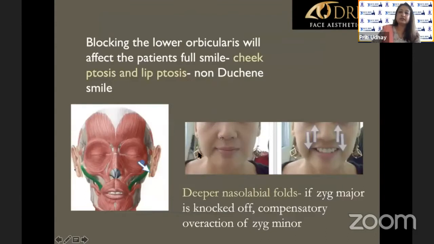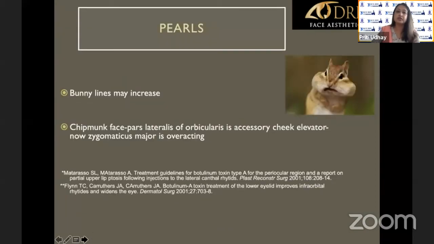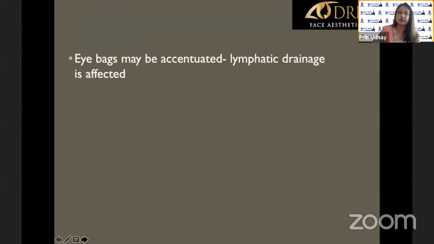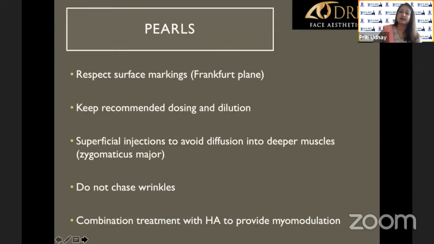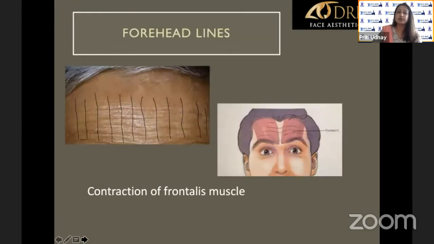Now, whenever your zygomaticus major is knocked off, your zygomaticus minor can get overactive and you will have an increase in the nasolabial fold sometimes, which can also be a problem. And sometimes when you recurrently give to the lower orbicularis, your zygomaticus major can become hyperactive, causing this kind of a chipmunk appearance. Now, your orbicularis muscle is also responsible for lymphatic drainage, and therefore, if you knock off that muscle, sometimes your lymphatics can get affected and cause accentuation of the eyelid bags. So these are the points that you must remember.